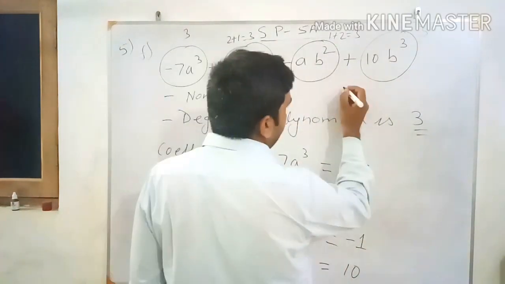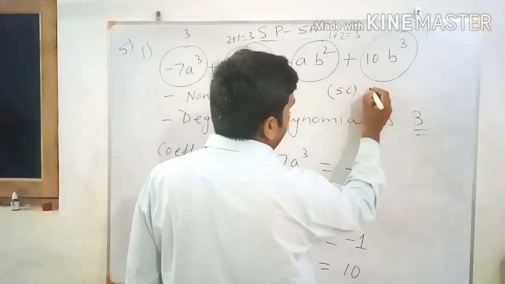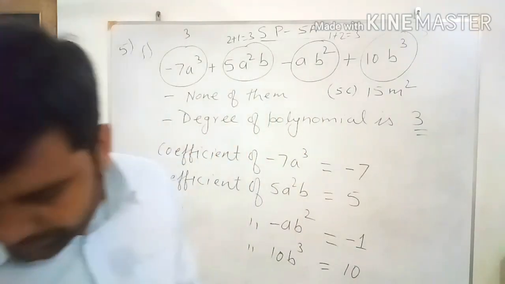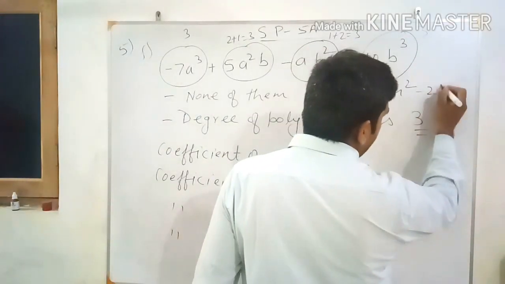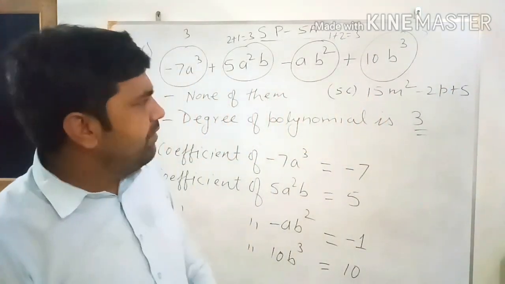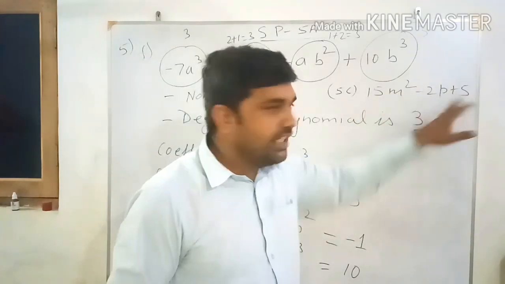The question is 5th C question. 15m square minus 2p plus 5. In the last class we have done it, but we have not found the coefficients because I forgot to find the coefficients of each term.